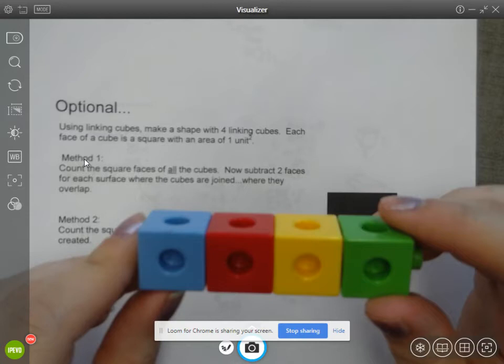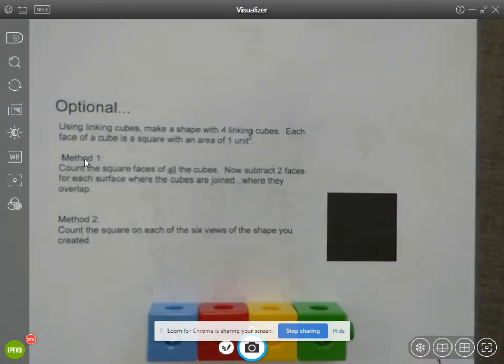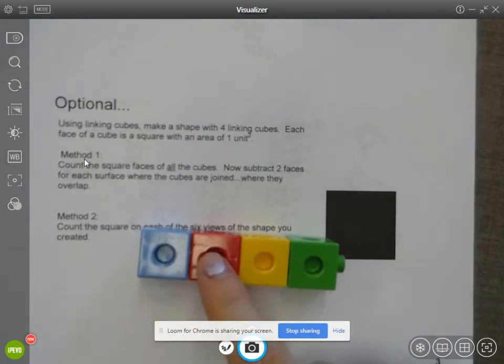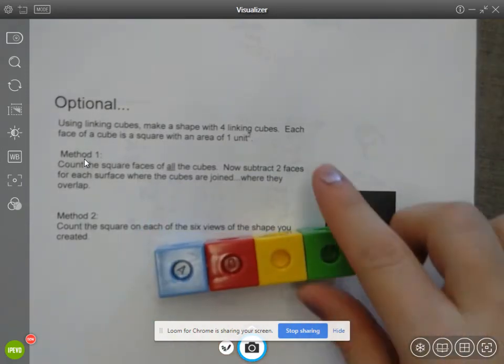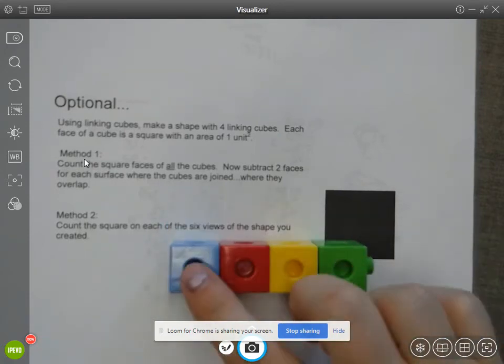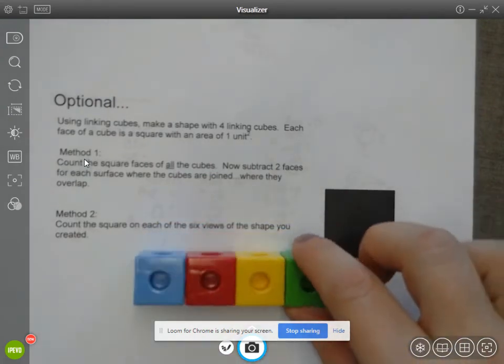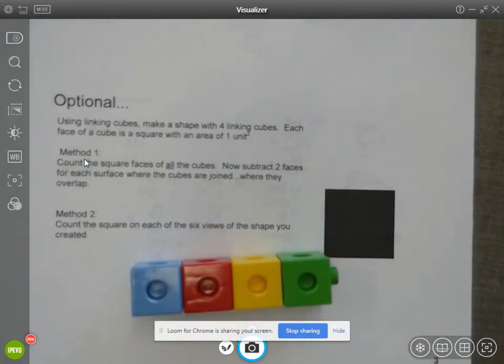Now, the second method that you can work with is to count the squares on each of the 6 views of the shape that you created. Once again, we would be looking back to last year when we had the top, the front, and the side views, and we would just take our shape and count what we see. 1, 2, 3, 4, 5, 6, 7, 8, 9, 10, 11, 12, 13, 14, 15, 16, 17, 18. Now if you don't physically have the object in front of you, it's hard to just count because you may miss something, or you can kind of improvise with what you have.